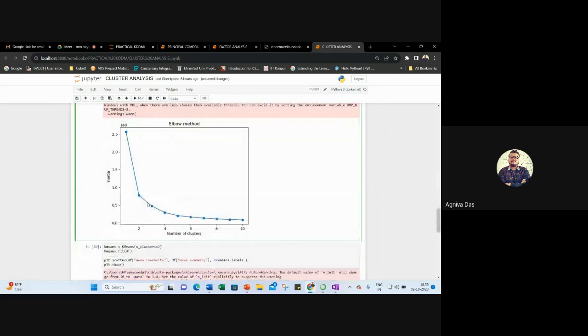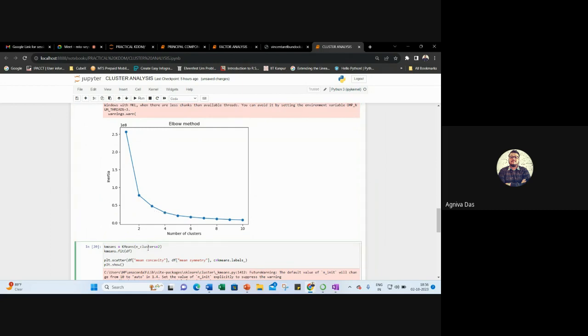So as you can see, as you go to a higher number of clusters, the inertia is also decreasing. And as you can see, after 4, it becomes more of a linear thing. So I would recommend the maximum number of clusters you should keep is 4, right?